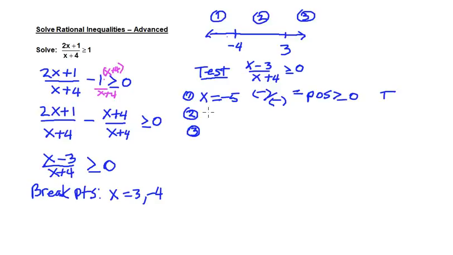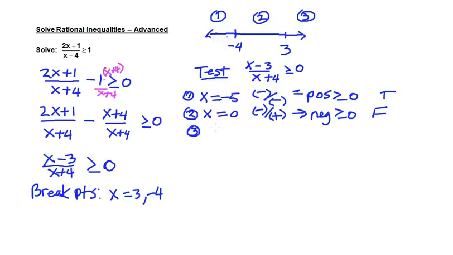Next, we move on to the second region, something between negative 4 and 3. When I can, I like to use x equals 0. That's a simple number to work with. And so in the numerator, we get 0 minus 3 is a negative 3, which is a negative number. But in the denominator, 0 plus 4 is a positive 4. Something negative divided by positive is, this time, negative. And then when we test it greater than or equal to 0, no, that's not true. It's false.